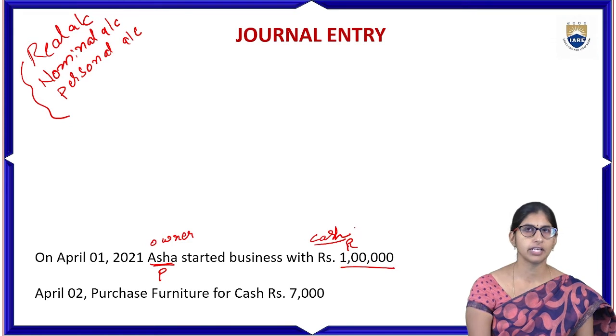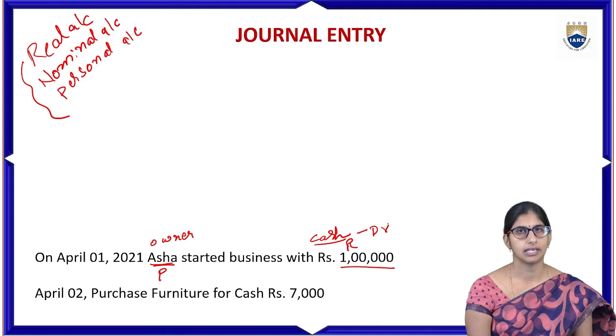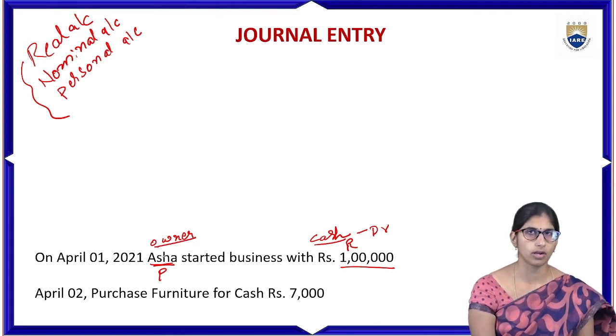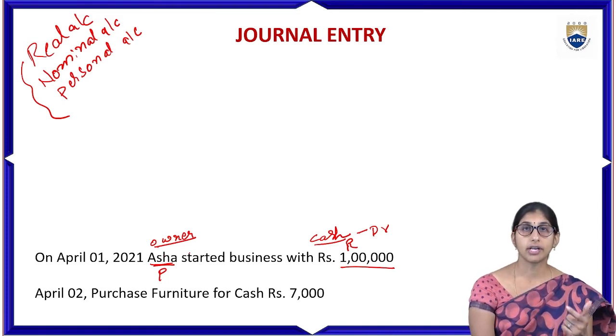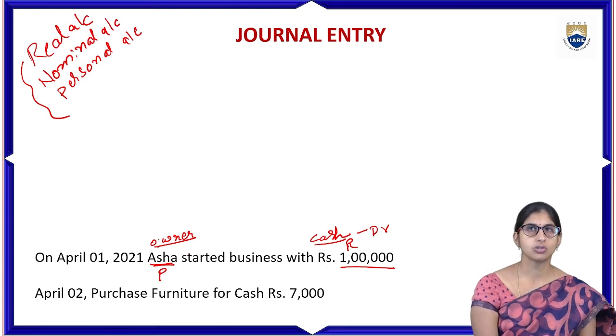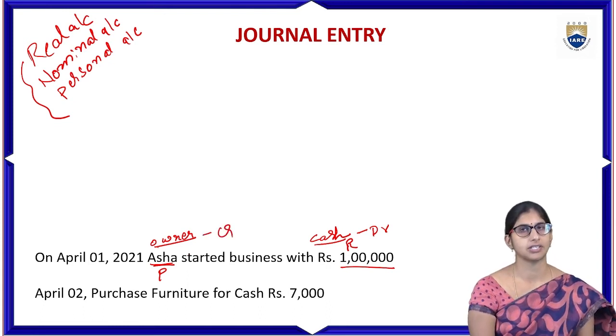So cash is coming in. As per real account, debit what comes in, so this has to be debited. And for the owner, Asha is a personal account item. According to personal account, debit the receiver, credit the giver. Is Asha a receiver or giver? Asha is the giver to the business. So we have to credit Asha.